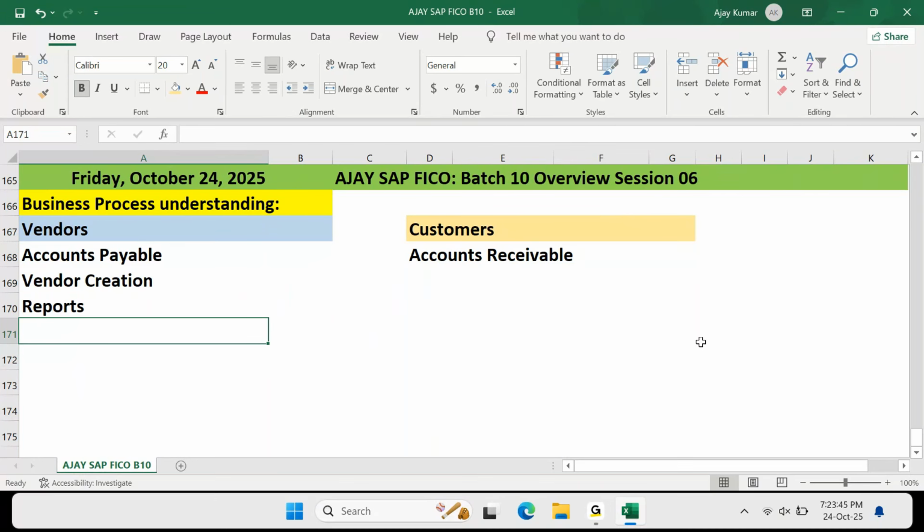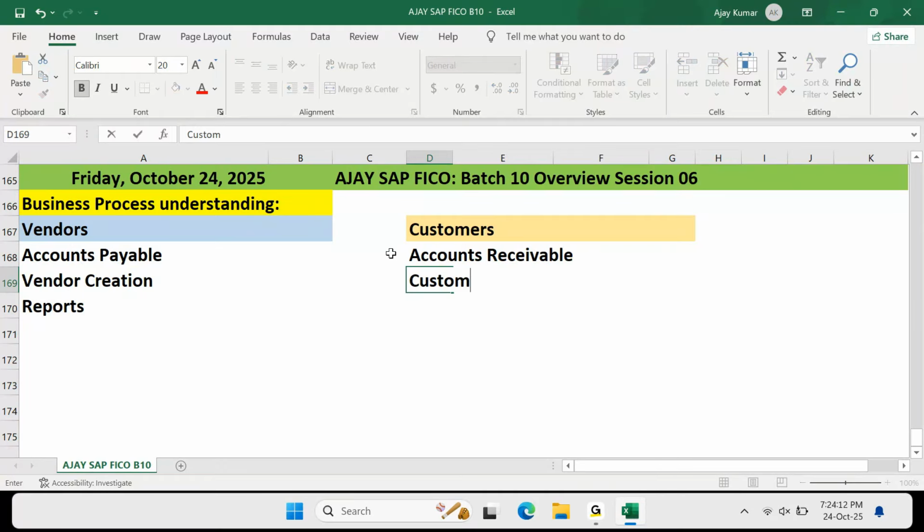From vendor master creation until the report that allows you to confirm, yes, my AP is correct, everything you need to understand in a logical sequential order. How you will understand, how you will map it is all about your skill set. That's where people say whether you are okay or not okay, based on your level of understanding of the subject. Now here, the same thing is for customer also.